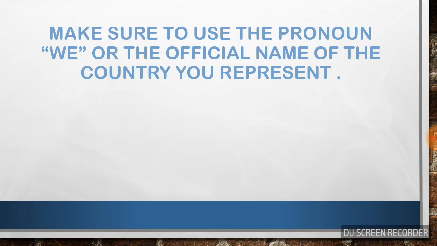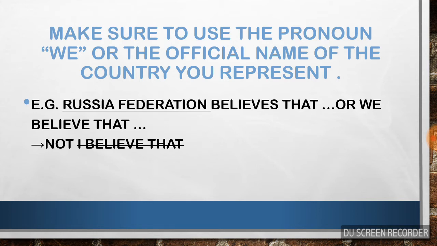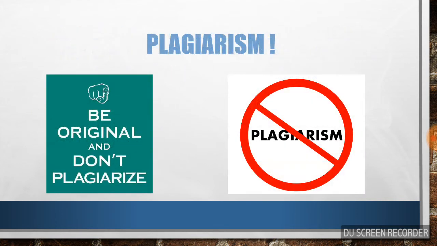Make sure to use the pronoun we or the official name of the country you represent. Example: Russian Federation believes that, or we believe that. You can't say I believe that. Plagiarism. Plagiarism is strictly forbidden in Algeria Model United Nations. Try to be original, try to be creative, and whenever you want to copy a particular text or speech, make sure to use quotation marks to indicate that this particular text has been taken from another source.